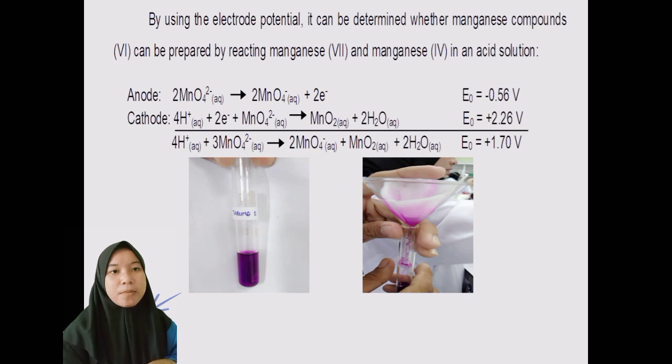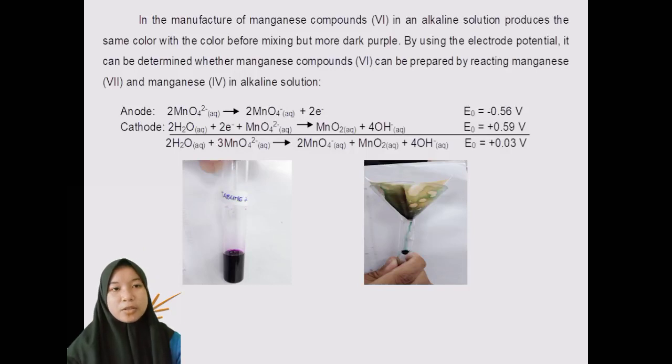And next, by using the electrode potential, it can be determined whether manganese compound 6 can be prepared by reacting manganese 7 and manganese 4 in an acid solution. In the manufacture of manganese compound 6 in an alkaline solution, the product is the same color as the color before mixing but more dark purple.